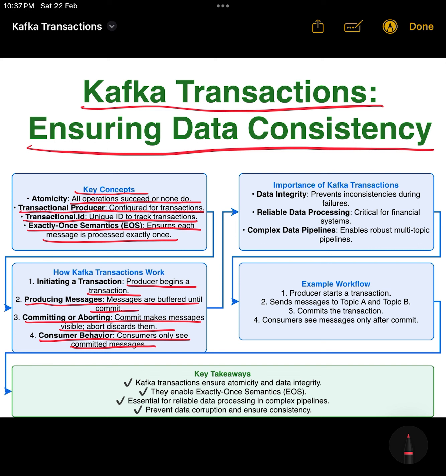Consumers can also participate in transactions by committing offsets transactionally. This allows for transactional read-process-write patterns.